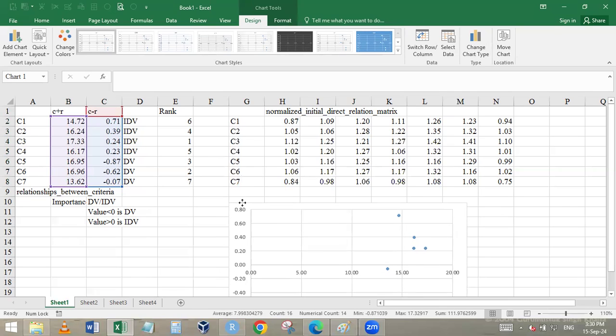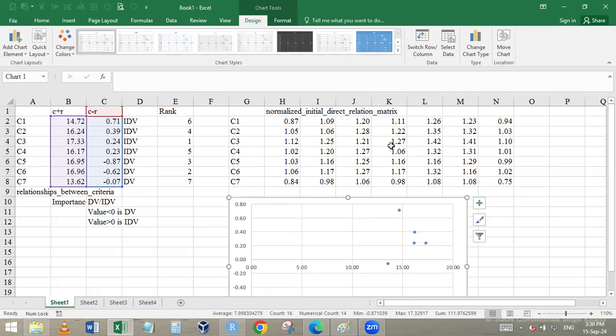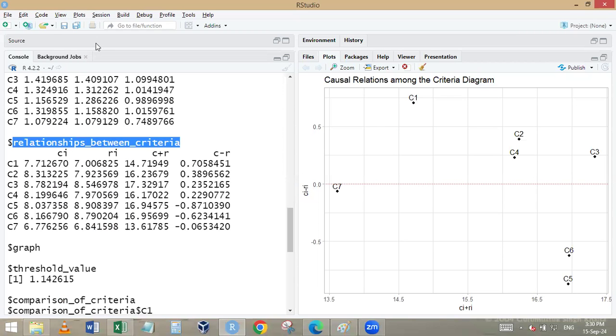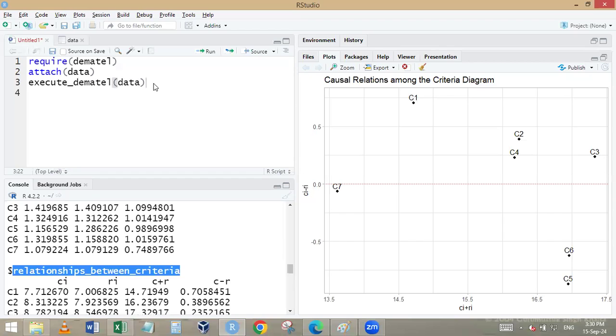Our DEMATEL is almost done. How have we done that? In Excel, take the expert opinions, take the average, make one table of all the experts, import it into RStudio, run the one-line code, and execute DEMATEL.